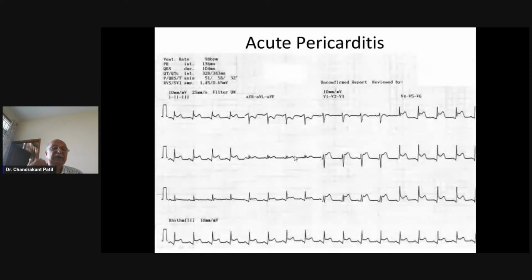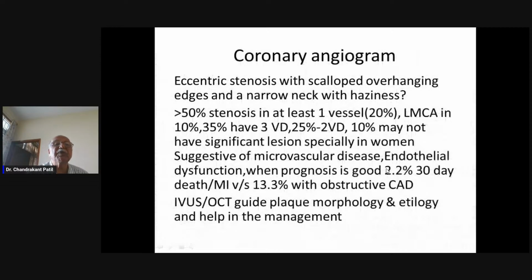And this has to be differentiated from acute pericarditis. See here, multiple leads are showing ST elevation: 1, 2, 3, AVF, and almost V2 to V6, except in AVR. You can see there is a depression, which is very typical of acute pericarditis. Of course, the typical pain and a pericardial rub, and the typical history of fever, all these things, help you make out the diagnosis.